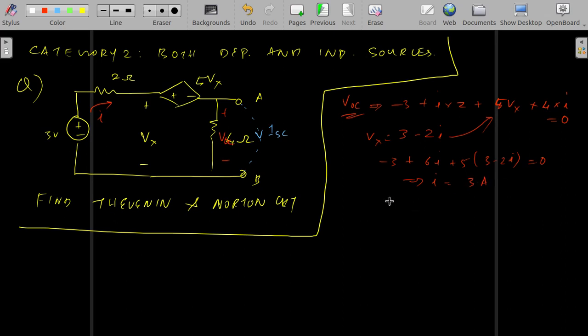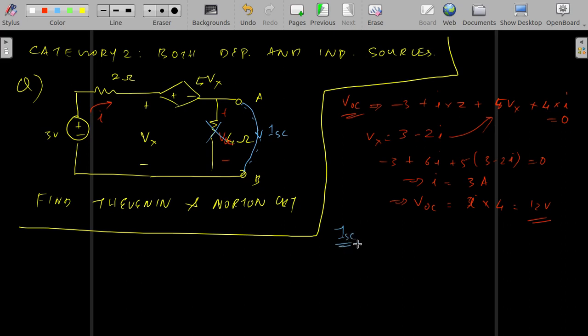Okay. From this, what is VOC? VOC is this I into 4, which is 3 into 4, that is 12 volt. We have VOC as 12 volt. Okay. Now we have to find ISC. For that we are short circuiting this one. So this resistor will be invalid, and instead of I we will be using ISC.